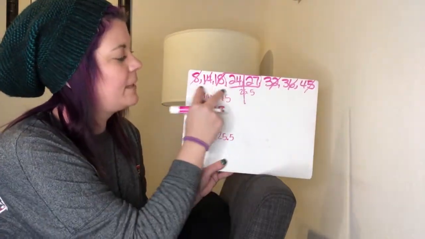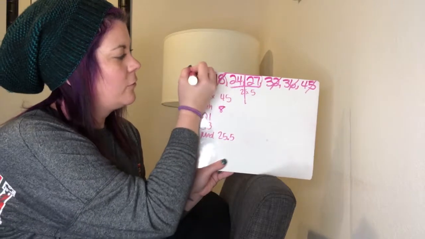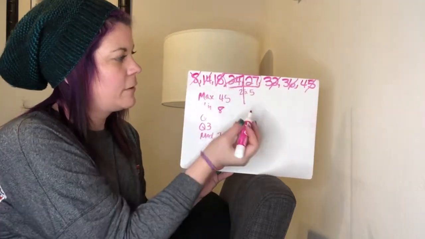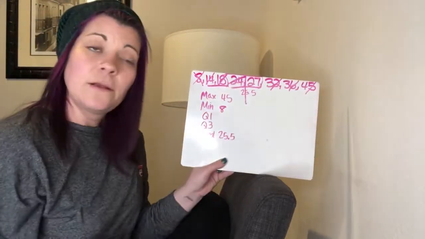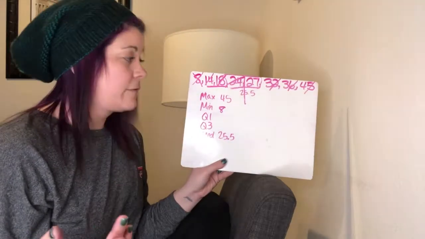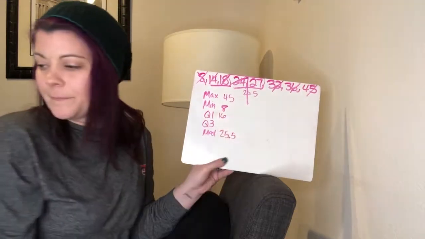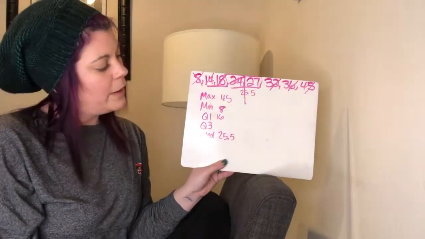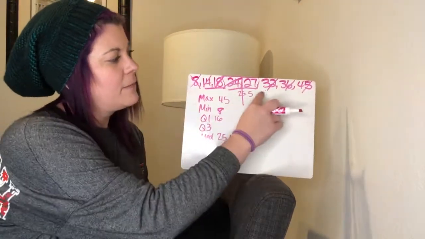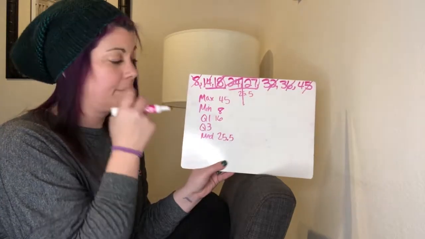So now we find the median of the lower side. Cross 8 off, cross 24 off. Oh, we got 2 in the middle. So again, we take the average of them. 14 plus 18 divided by 2 would give us 16. So Q1 is 16. Now we find the median of the upper half to find Q3.